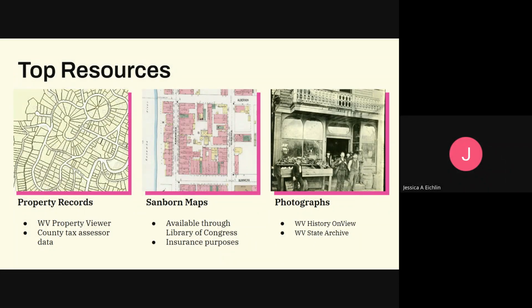But I did want to highlight a few of my favorite resources when researching a historic property. And we'll talk about each of these in a minute, but we're going to talk about property records, Sanborn maps, and photographs. And then, of course, the West Virginia SHPO GIS map that I mentioned is an excellent place to start. I always recommend checking there first.